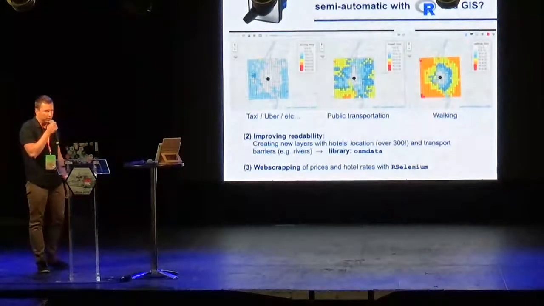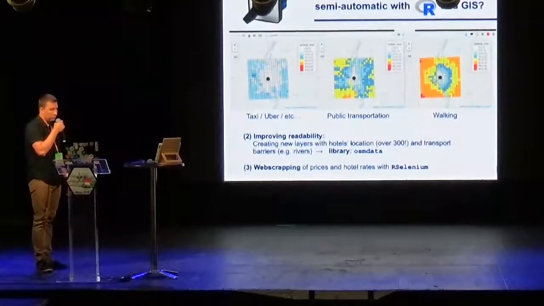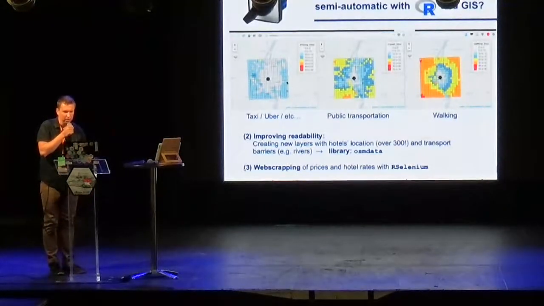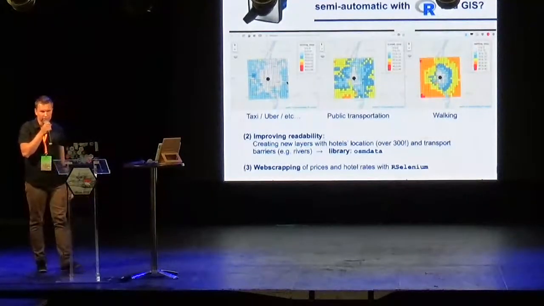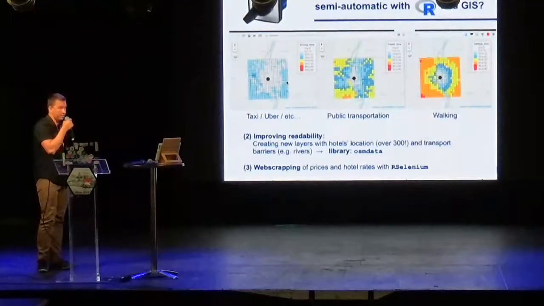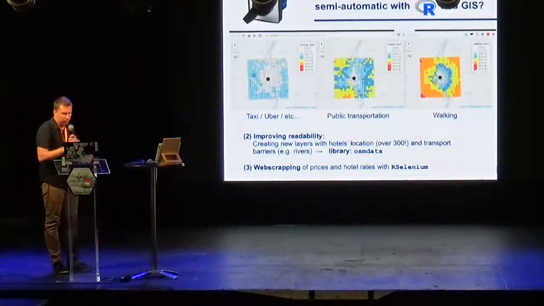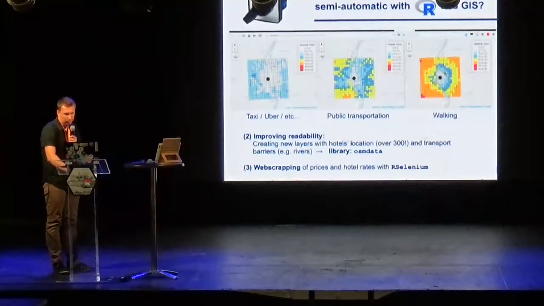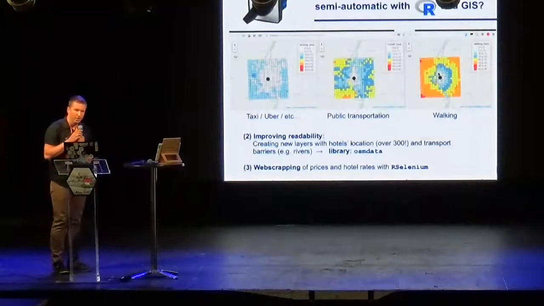So this is the final result we obtain. If you are rich enough to use a taxi or Uber, you see that almost all places in the city center are equally accessible. But if you prefer going by public transportation, you can see that this area over here on the right side of the Danube River is probably the best suited for you. And if you prefer walking, probably you should stay in the city center.